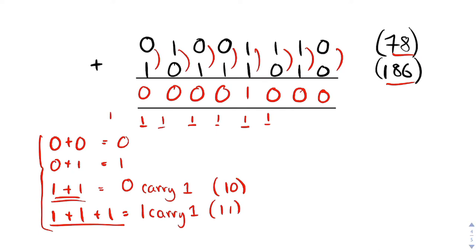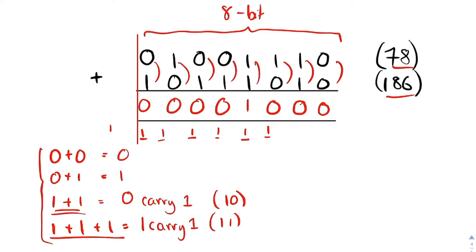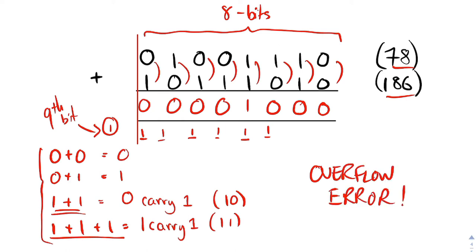Now, we've got a little problem here, because if I put a little line here, we only have 8 bits for our binary number. And all of a sudden now, I have a ninth bit. This is what we call an overflow error. And an overflow error occurs when the result of an addition is bigger or has more bits than the system can represent. Now, there's a few different things we could do about this.